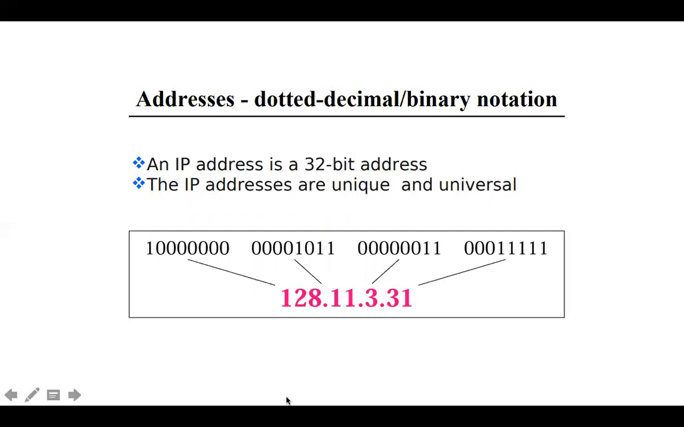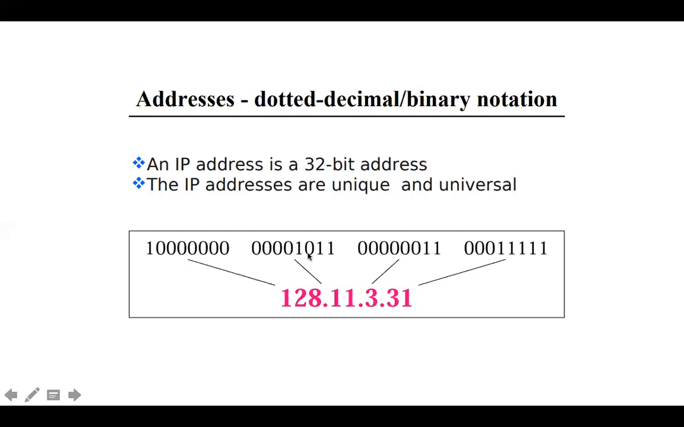Okay, so to convert from the dotted decimal notation, you just convert from decimal to binary. So 128, convert to binary, you will get 10000000. 11, convert to binary, you will get 00001011. 3, convert to binary, you will get 00000011. And 31, convert to binary, you will get 00011111.